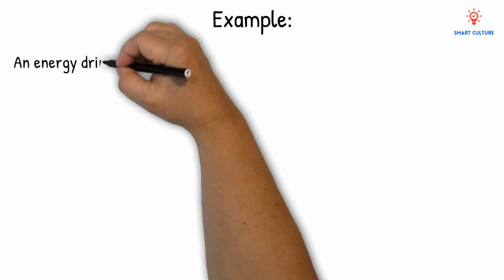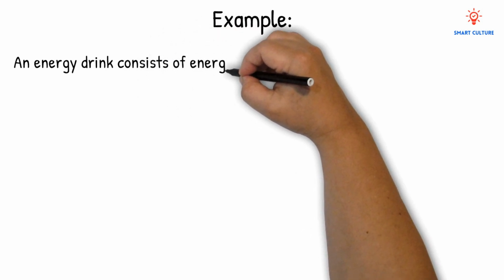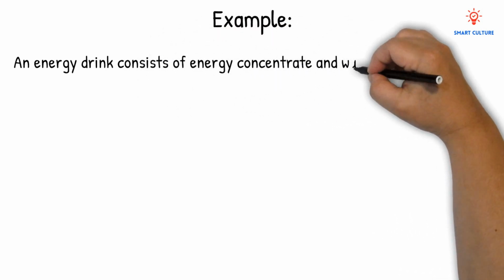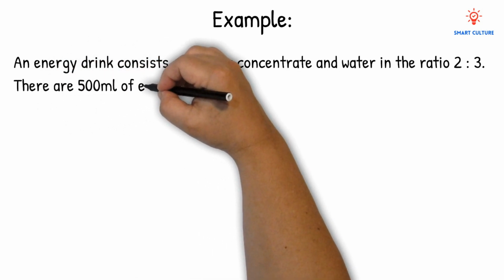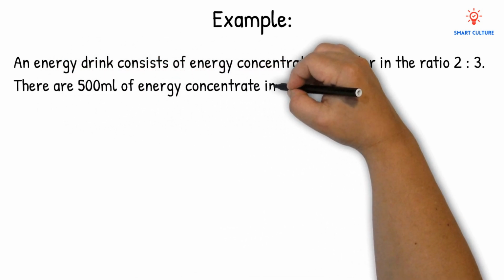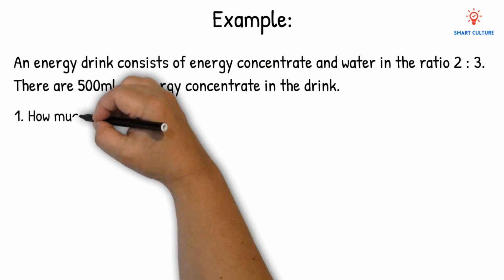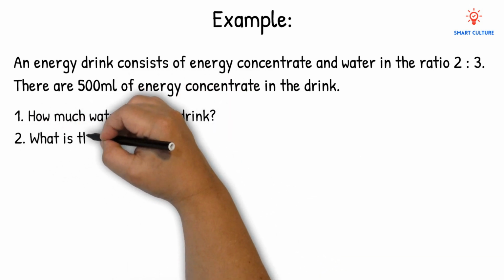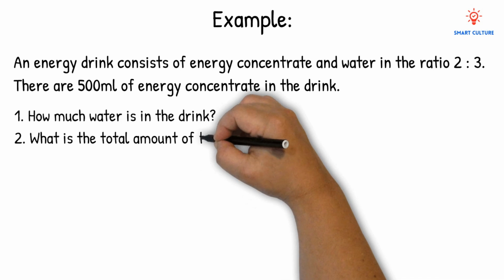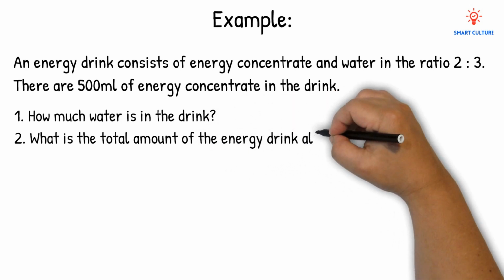Let's look at a ratio example. An energy drink consists of energy concentrate and water in the ratio 2:3. There are 500 milliliters of energy concentrate in this specific drink. Number 1, how much water is in the energy drink? And number 2, what is the total amount of the energy drink altogether?